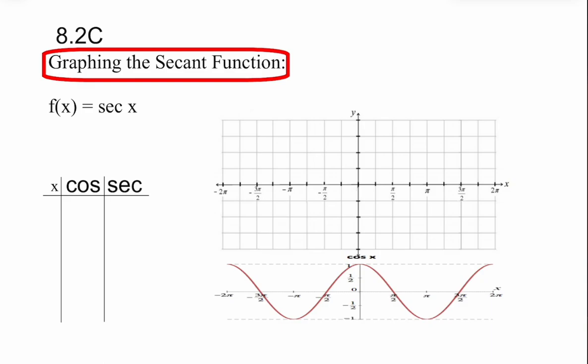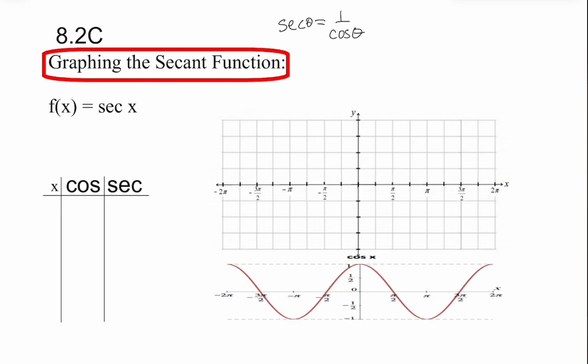So 8.2c is about graphing the secant. Now, you might recall that a secant is the reciprocal of the cosine. So you'll notice a few things, hopefully. One, that I have a cosine graph picture. I have a cosine here. Okay, so we're gonna use that to our benefit. So we have to use the reciprocals.